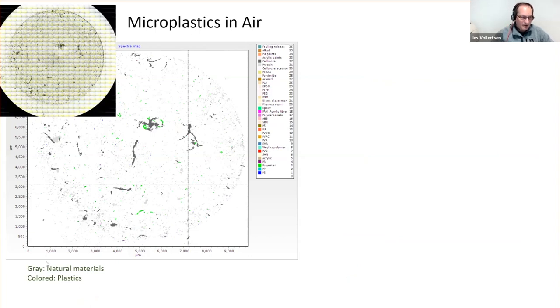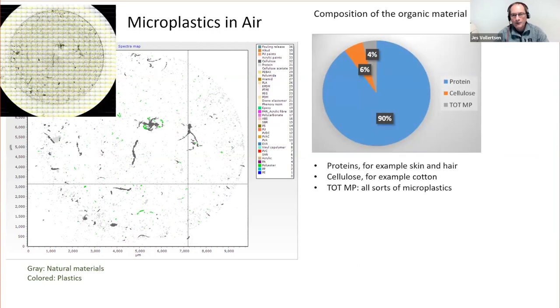And what you can see here is the gray is natural particles and the colors are plastics. So you can see there is quite a lot of plastics. So if you quantify it more closely, what you will see is that in these three flats we investigated, there was 6%, 4% of all the particles in the air were plastics. So there's a lot of plastics in the indoor air.